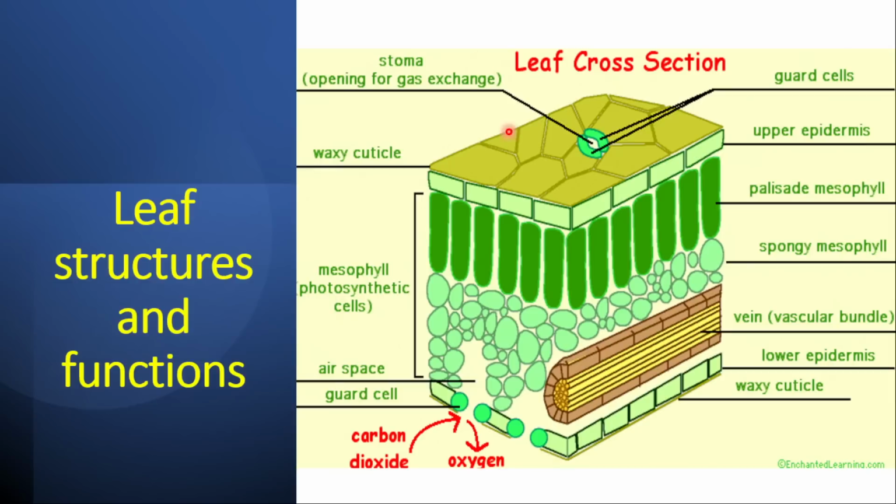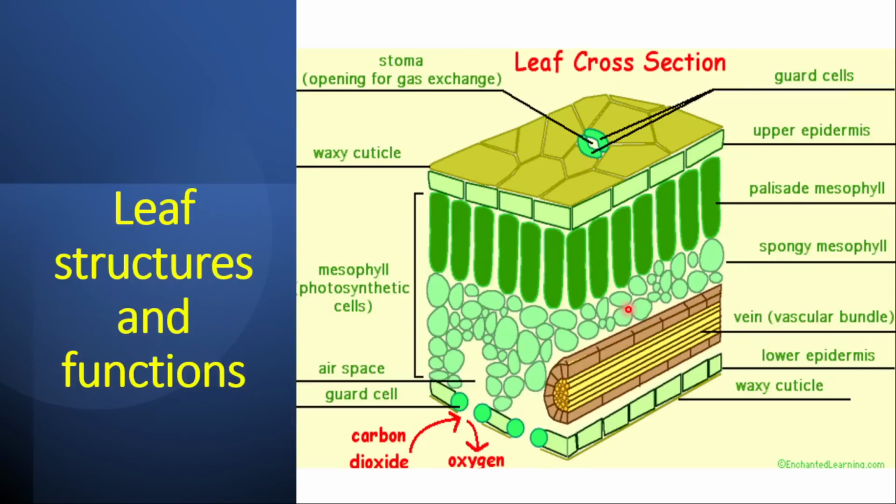You have less on the upper surface because on the upper surface they're exposed to sunlight, and once they're exposed and they're open, then you have a tendency to lose more water. So you have less stomata to reduce water loss.